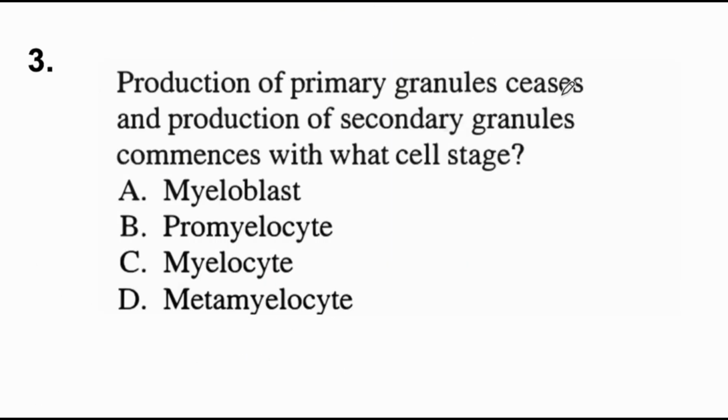Production of primary granules and production of secondary granules commence with what cell stage? When the cell becomes a myelocyte, it stops making the primary granules and begins producing its secondary or specific granules. Therefore, these are the granules that will define it as a neutrophil, eosinophil, or basophil. So the correct answer is C, myelocyte.